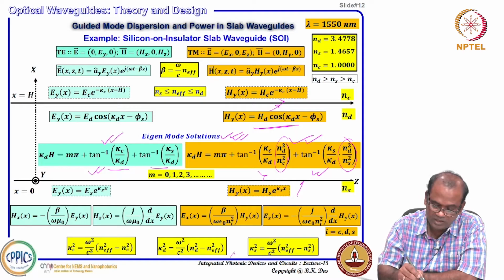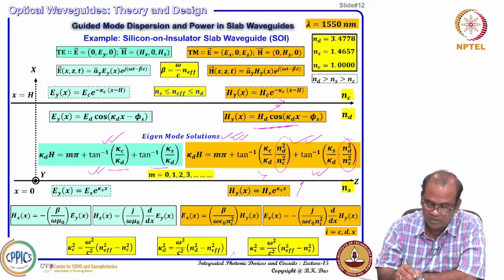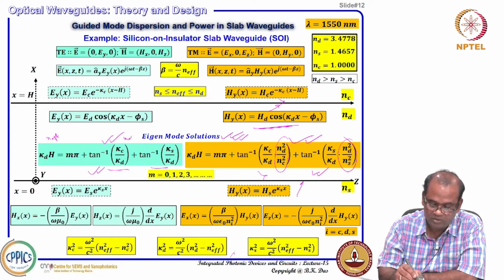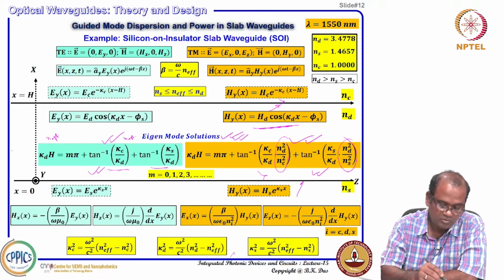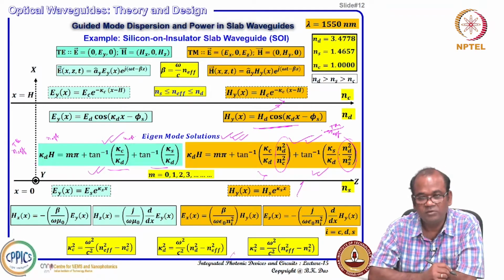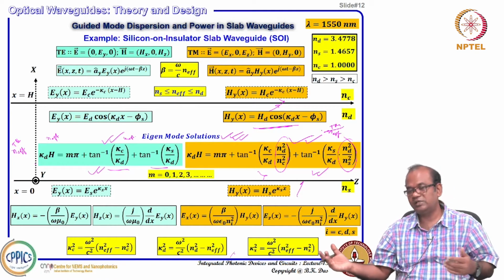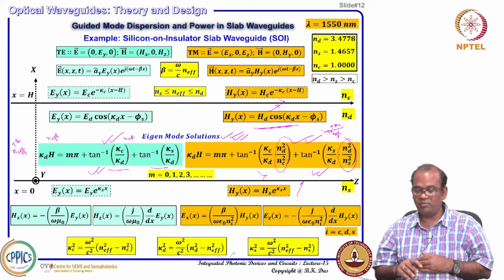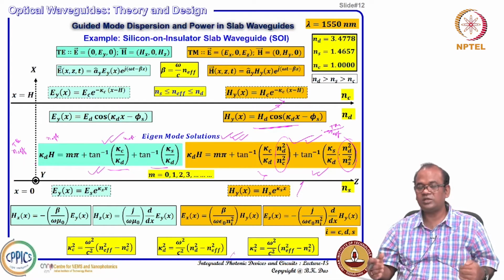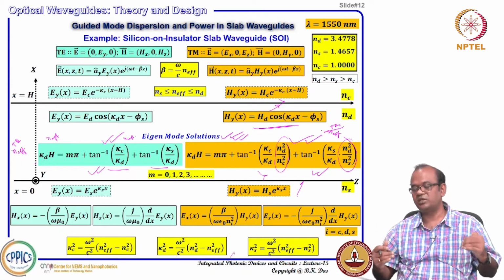So, they are basically transcendental equations, where the left-hand side and right-hand side both have N effective. If I solve this one, I will be solving for N effective for TE polarization, and if I solve this one, I will be getting N effective for TM polarization. That is it. So, both polarizations satisfy different equations, slightly different because their boundary conditions are different.